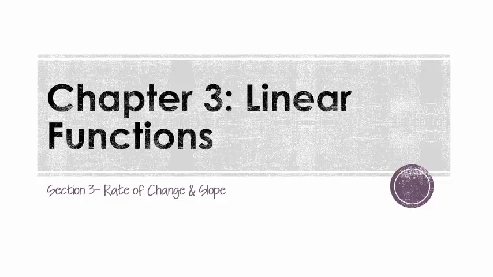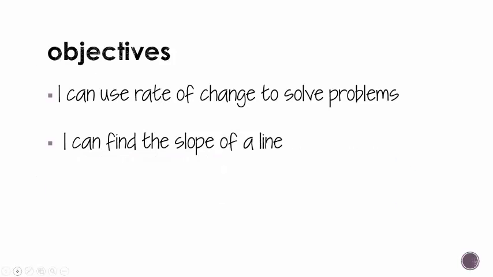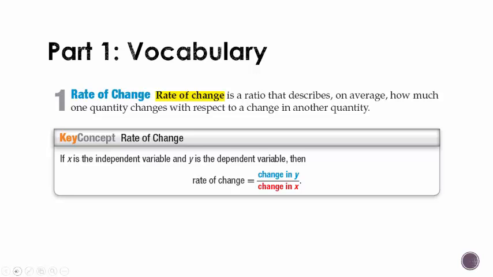The third thing we have to talk about in our chapter of linear functions is rate of change and how that affects the look of our lines. So by the end of this lesson, you should be able to use rate of change to solve problems, and then you should be able to find the slope of a line.